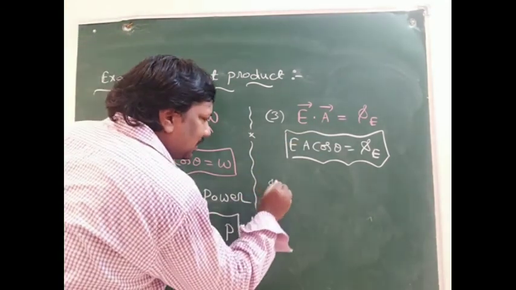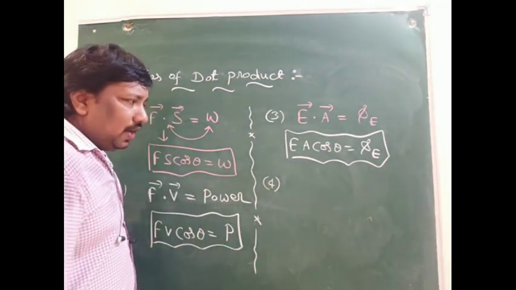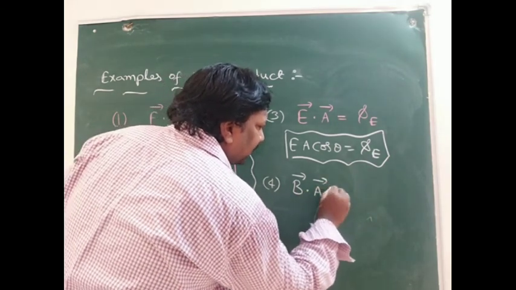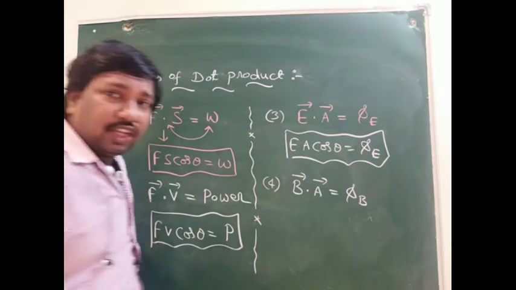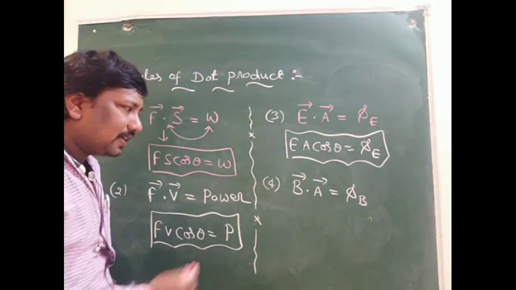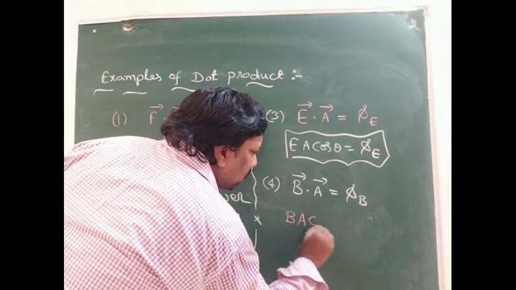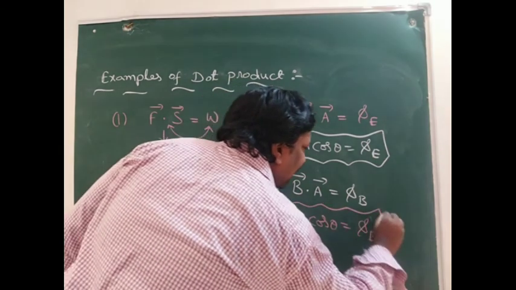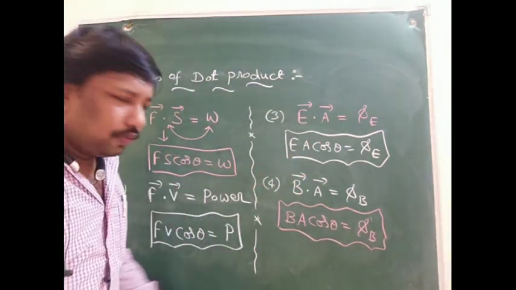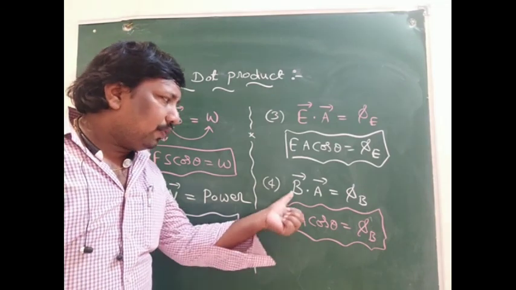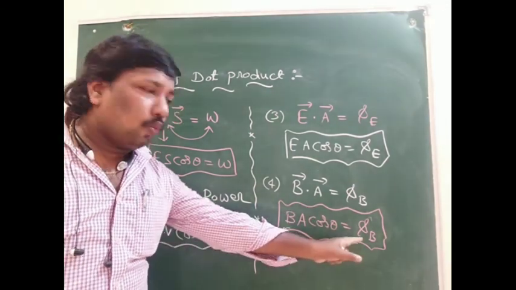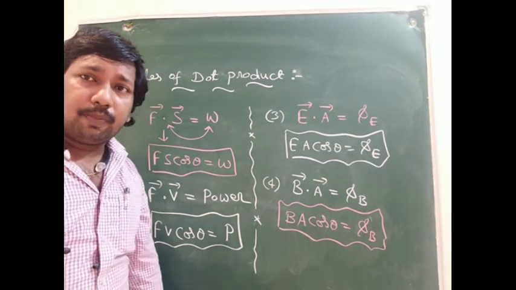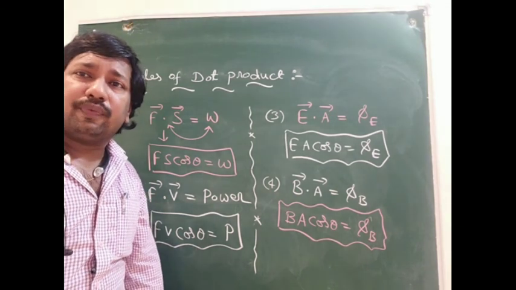The next example is the dot product of magnetic field induction and area vector. It gives magnetic flux. Therefore BA cos theta is equal to phi B. Here B and A are the two vectors. The dot product of B and A gives one scalar, that is the magnetic flux. So these are the important examples of dot product.